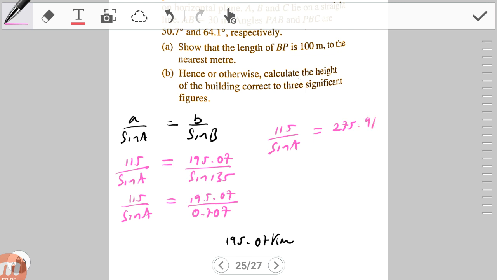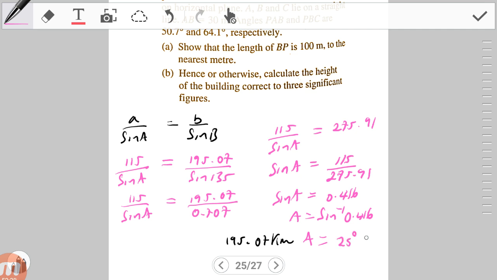We're getting an answer here of 115 divided by the sine of A is equal to 275.91. And if we swap position, then we'll find that sine A is going to be equal to 115 divided by 275.91. So we'd end up with sine A being equal to 0.416. So A is equal to sine inverse 0.416, which is approximately 25 degrees, rounded off to the nearest degree.